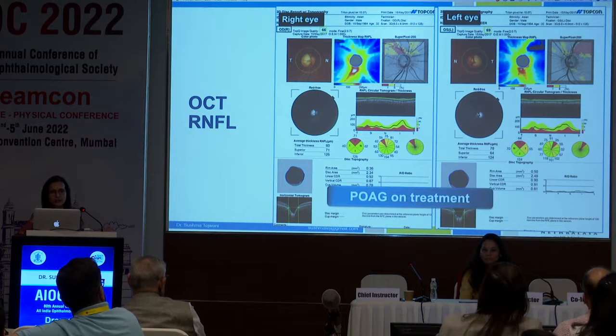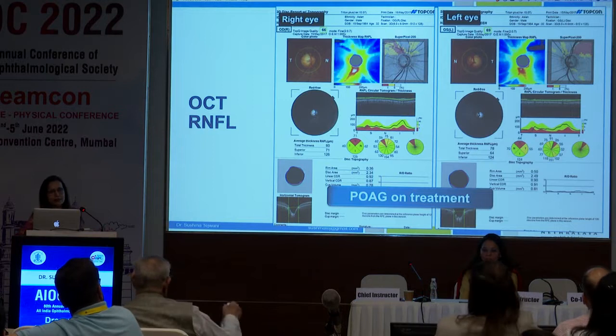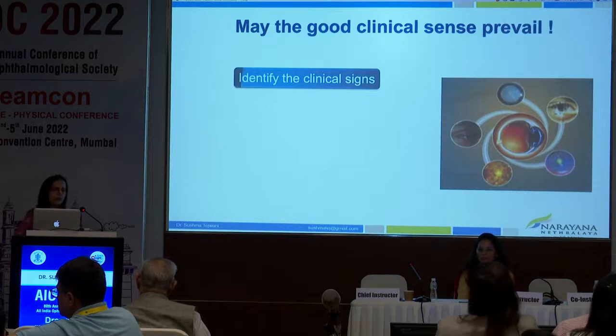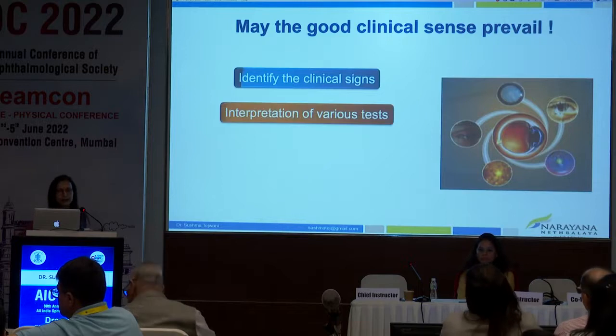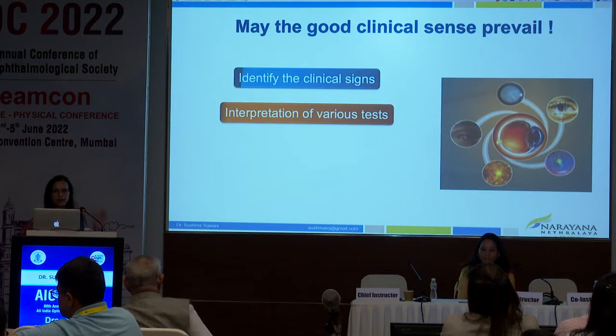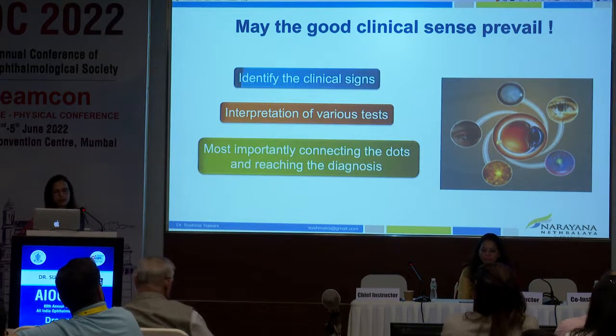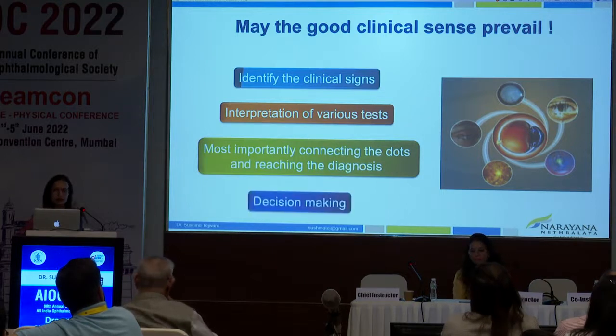This is the simplest way to diagnose, but then there are crucial situations, as I showed you in the earlier cases, where the clinical skills help, and we need to definitely look at it more carefully. So always identify the clinical signs, and interpretation of the various tests should be done in light of the clinical signs, and connecting the dots is most important before you label a patient and start treatment. Thank you for your kind attention.